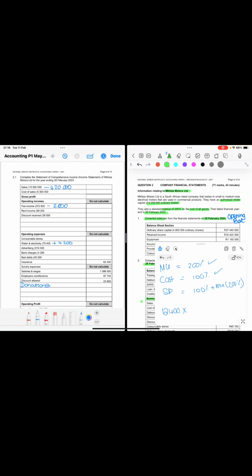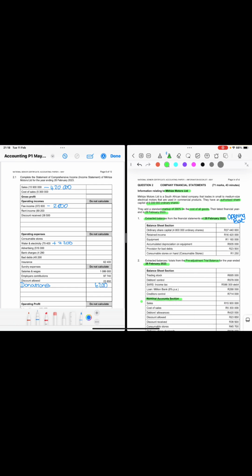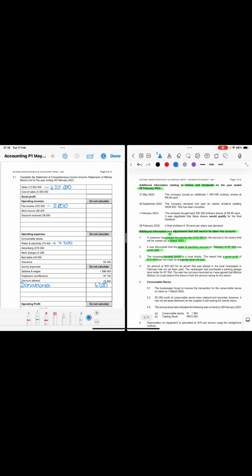So 12,400 multiplied by what we're looking for, which is the cost, divided by what we have, which is the gross profit, and that will give us our cost of 6,200. So there you have it, 6,200, and we'll be minusing the 6,200 from our trading stock as well.